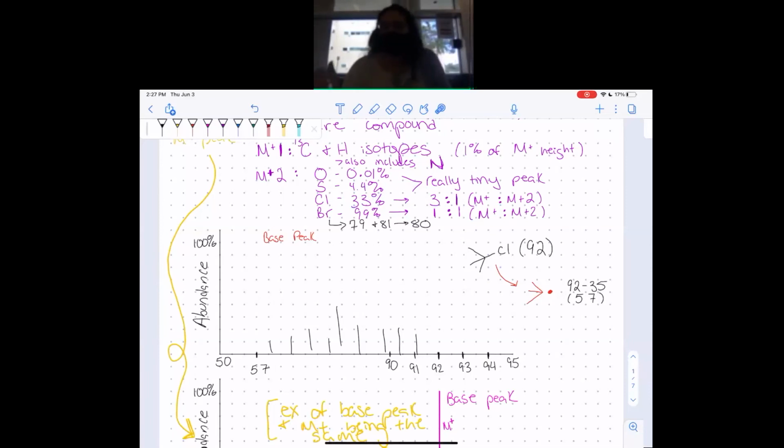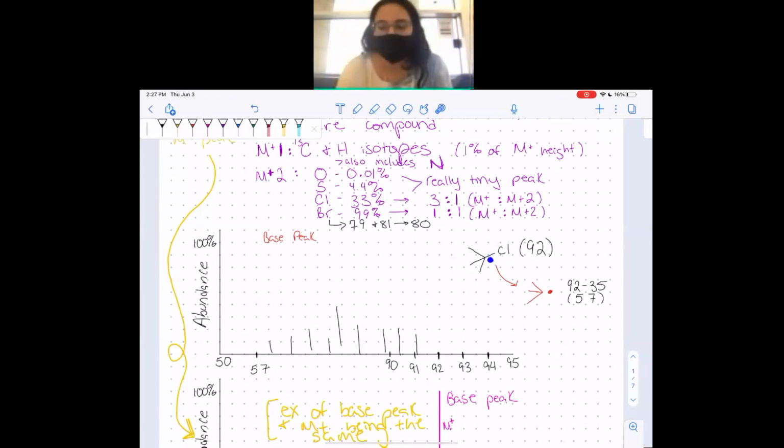Someone asked where I got 92 and 35 from. I just added up the mass. The mass of chlorine is 35, the mass of each carbon is 12, and the mass of each hydrogen is 1. If you add all those things together, you get 92. Then if you take 92 and subtract the mass of chlorine, you end up with 57. And that is the mass of the most stable fragment.